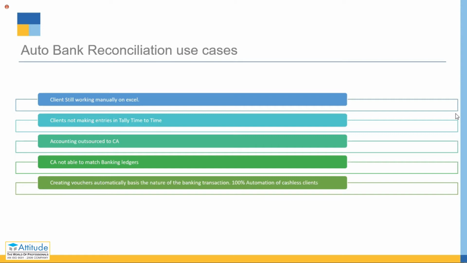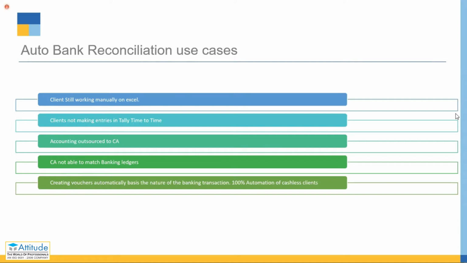In many cases, accounting is completely outsourced to CAs. So CAs are the ones who are doing the entries, but the actual work is done by the customers. It is difficult to keep track of all the transactions, when they happened, which banks were involved and what the source of it was. So it's difficult for a CA to manage everything. In many cases, CAs are also not able to match the banking ledgers because of the incomplete information they get from their clients or customers.